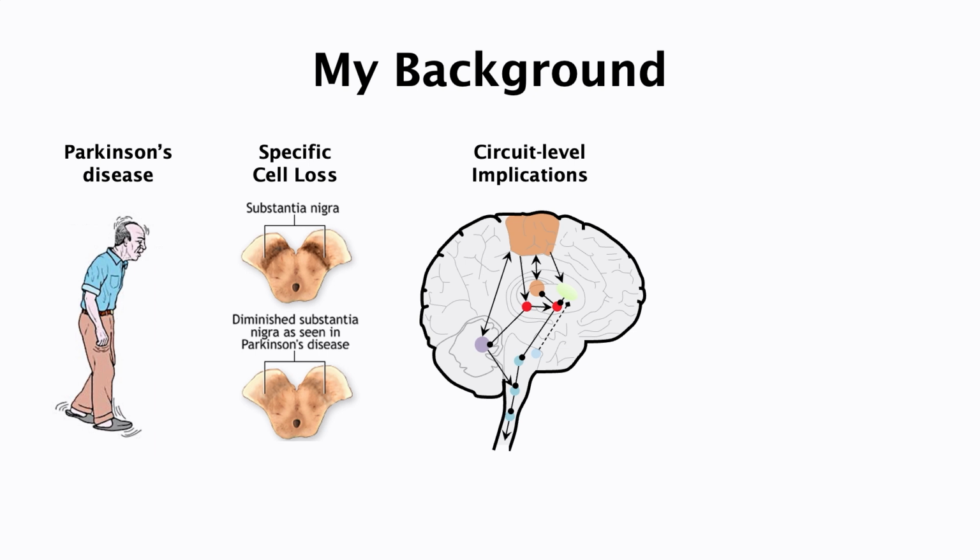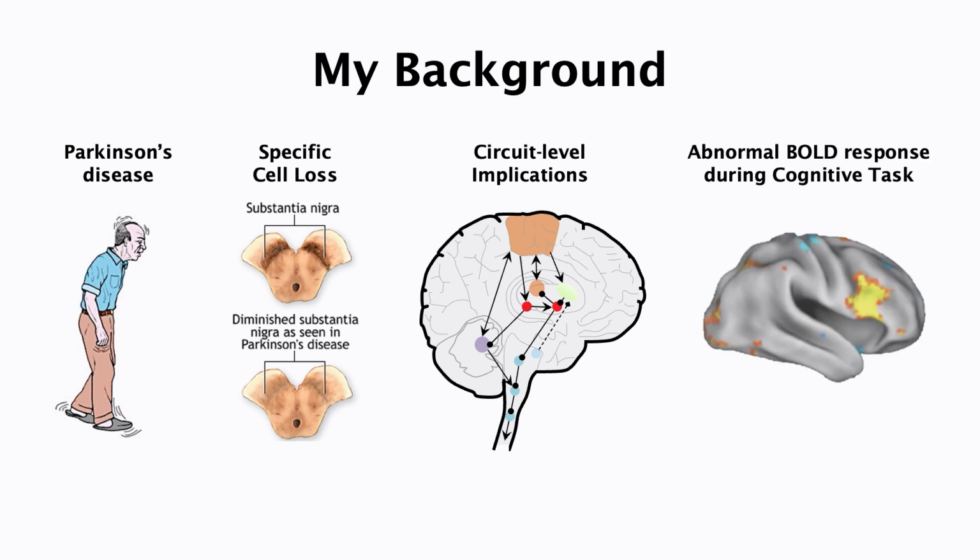But then we go and put these individuals in the scanner. Let's say we get them to perform a cognitive dual task, something like push a button and then count backwards from 100 by 7. And we get some kind of a brain map out. As a person who'd been trained in medicine and was then learning how to perform functional neuroimaging, I found it really difficult to figure out how you could link these things together.